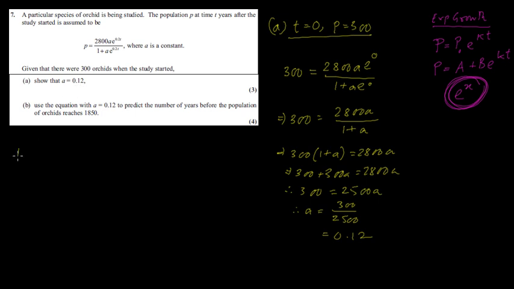So now that we know what the value of a is, we can write this population model as 2800 into 0.12 e to the power 0.2t divided by 1 plus 0.12 e to the power 0.2t.